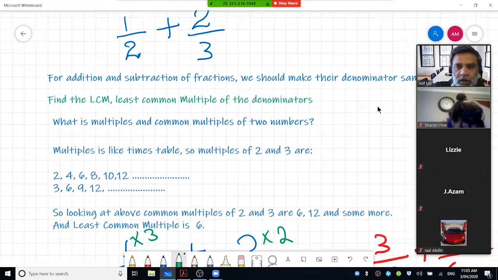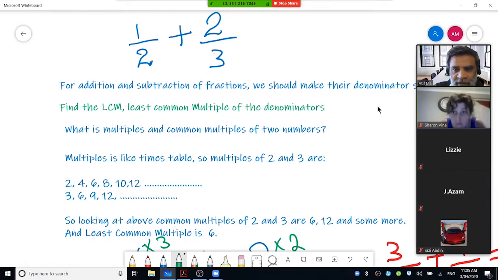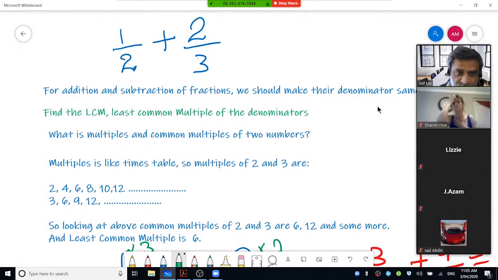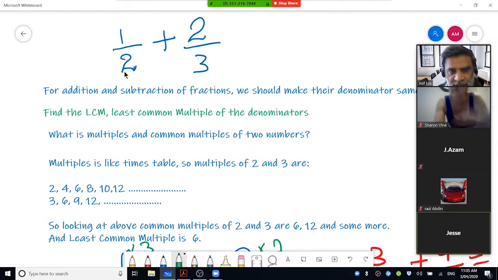Here we have a question where we have 1 over 2 plus 2 over 3. The denominators are different, 2 and 3, so we would like to have the denominators the same. How do we do that? We find the LCM of these two numbers, and then we convert the denominators by multiplying or dividing into the least common multiple. Let me see how this goes.